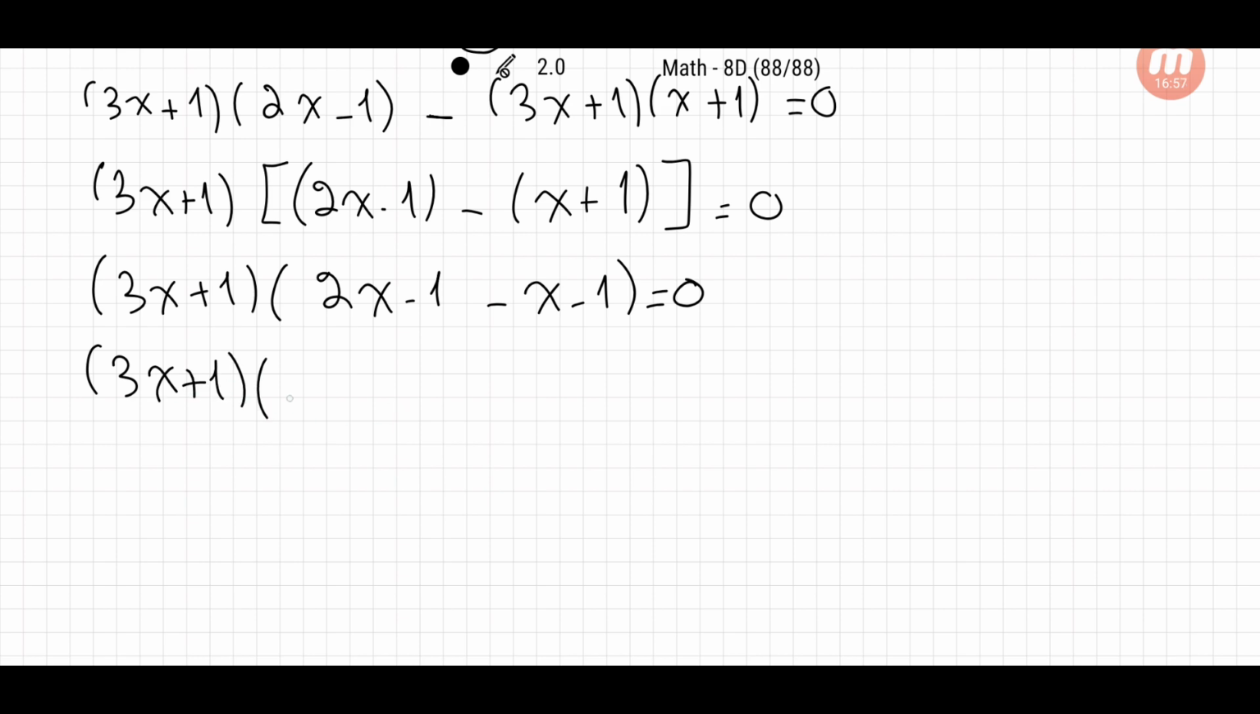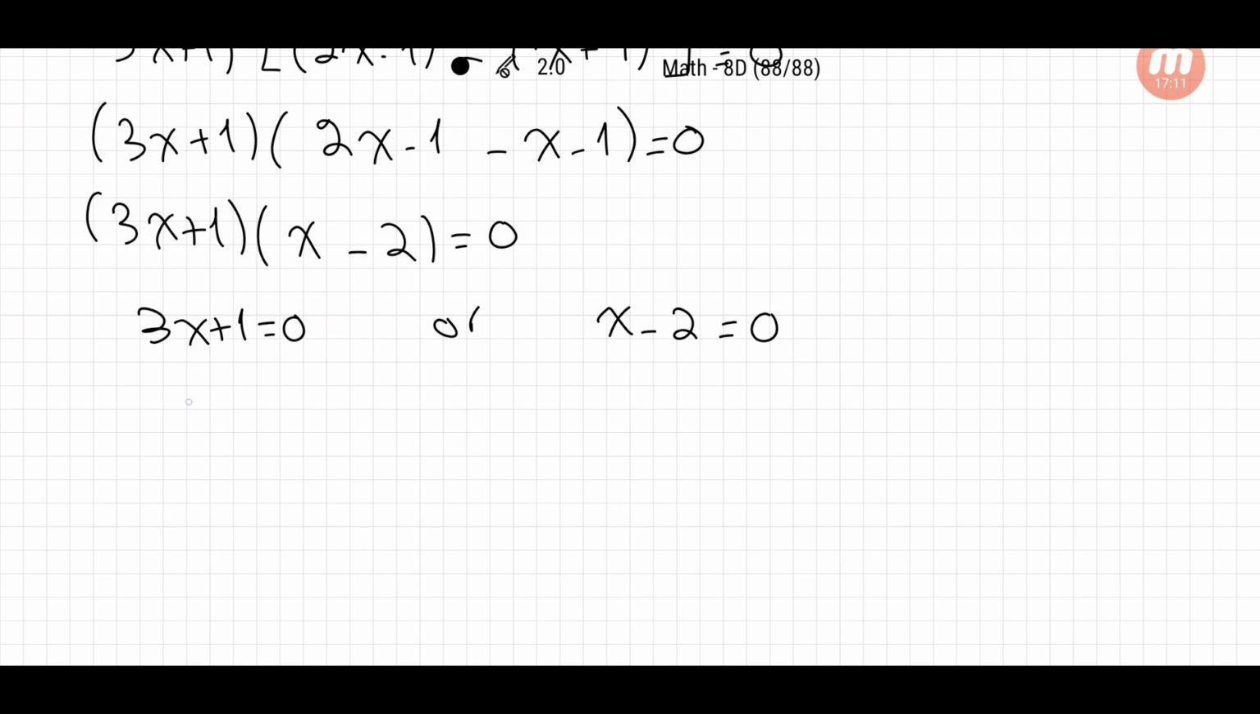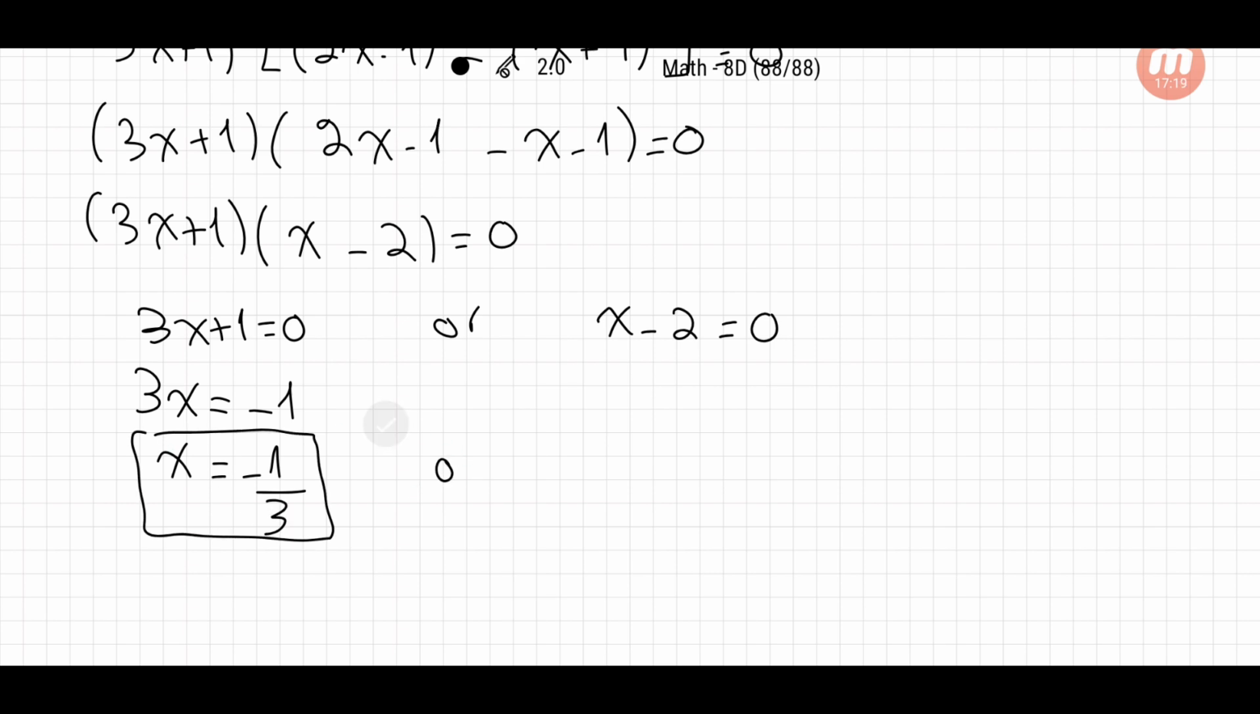So (3x plus 1)(x minus 2) equals 0. Now I take this equal to 0 or this equal to 0. So 3x plus 1 equals 0 or x minus 2 equals 0. Here I have 3x equals minus 1, x equals minus 1 over 3, or x equals 2.